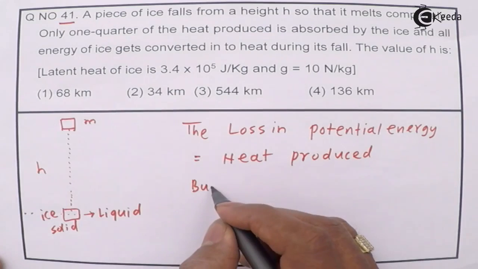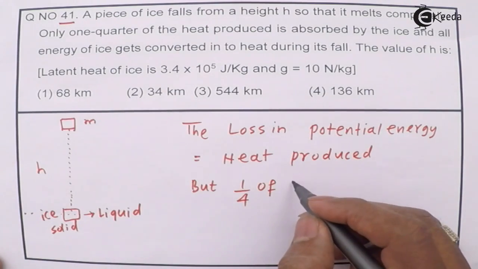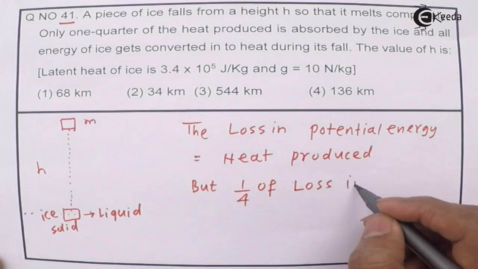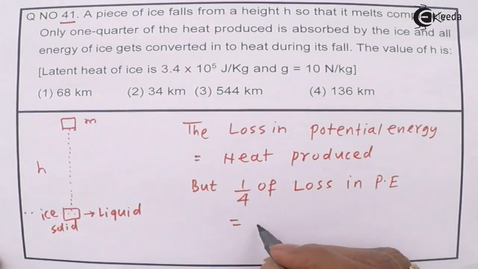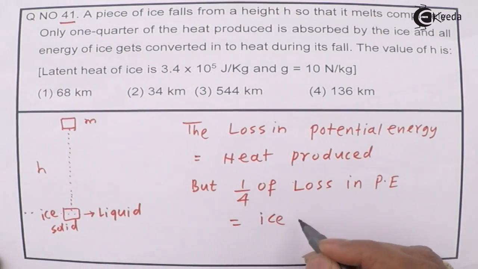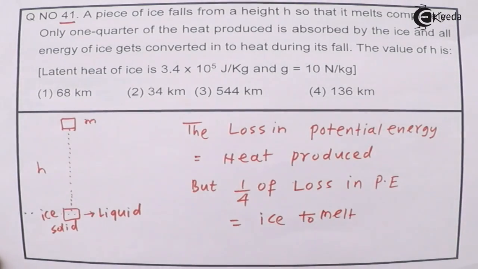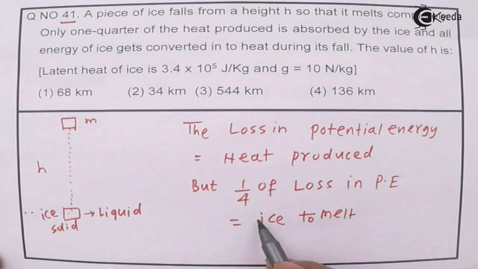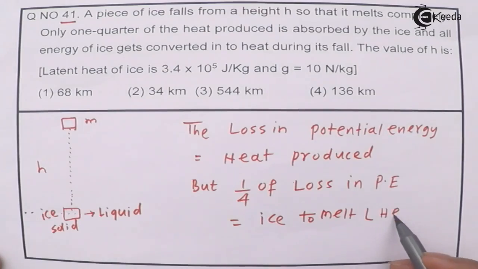But 1/4 of the energy lost in potential energy is given to the ice to melt. This part of the loss in potential energy is given to the ice to melt in the form of heat.